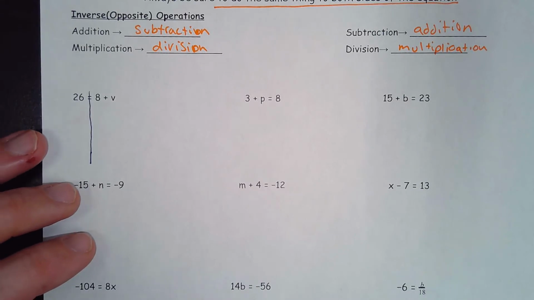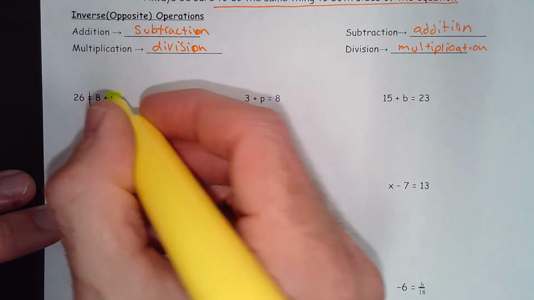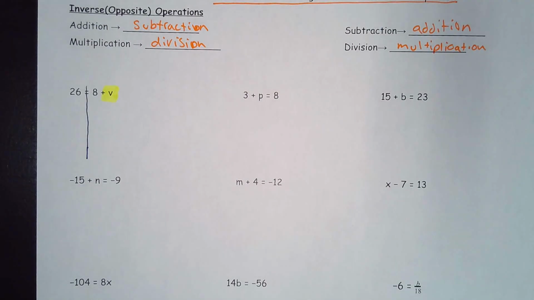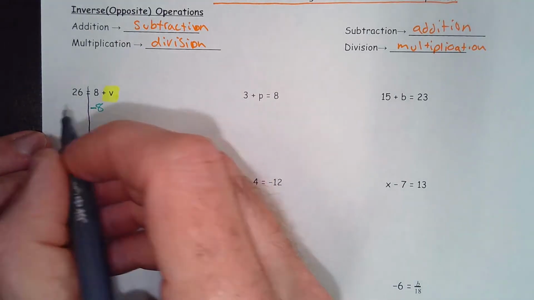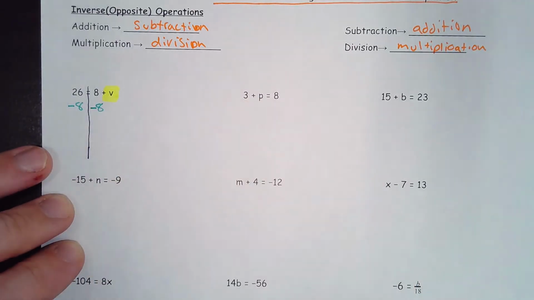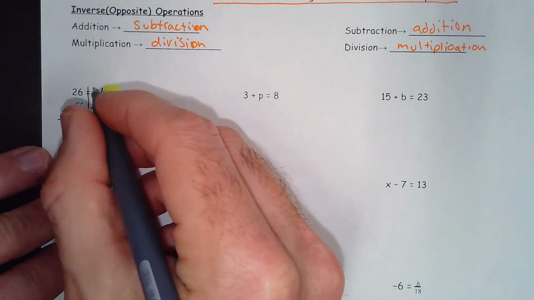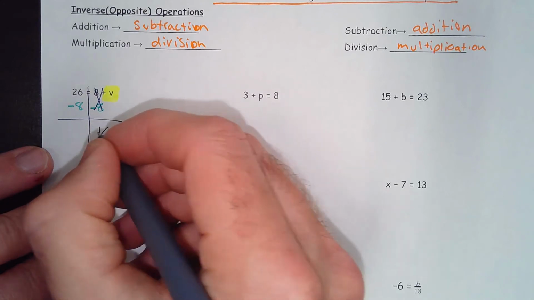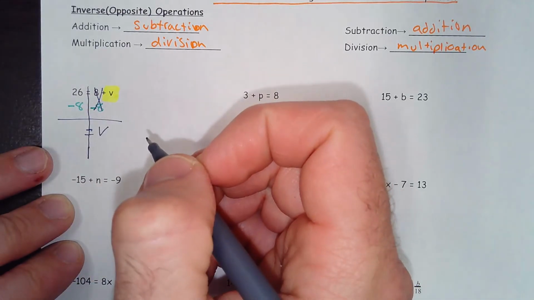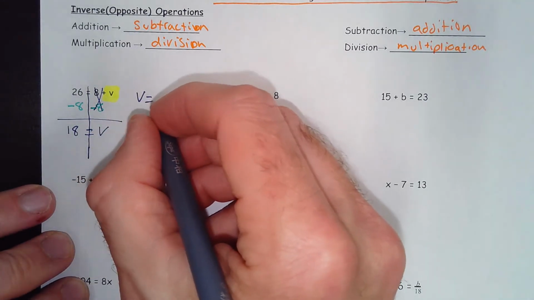Then find our variable. Here's the variable, a positive v. So what do I need to get rid of to make that v be by itself? I need to get rid of the 8. Well, what's the opposite or inverse of 8? -8. Whatever I do to one side, make sure I do to the other side. 8 minus 8 is 0. I'm just going to cross that out. So that leaves me with a v over here. I only have a v left. Then over here I have 26 minus 8. So that's 18. My solution is v equals 18.